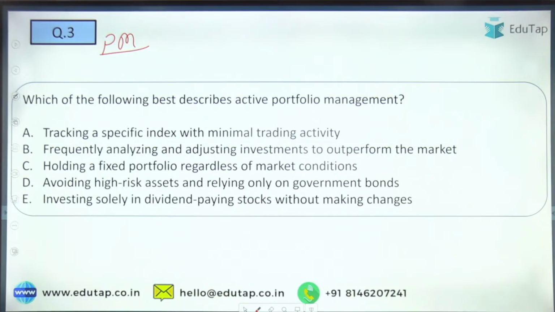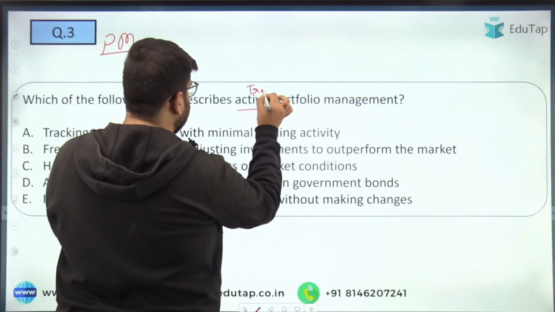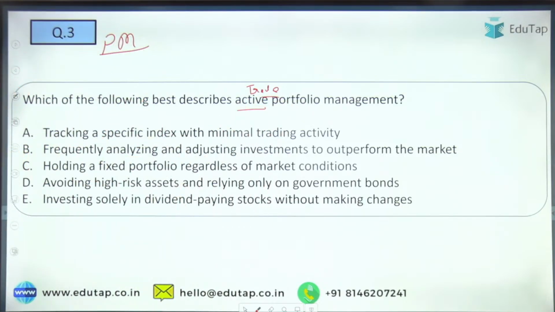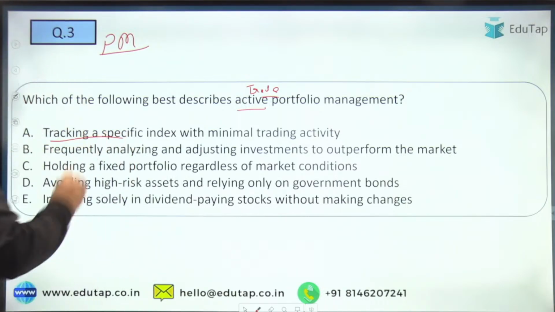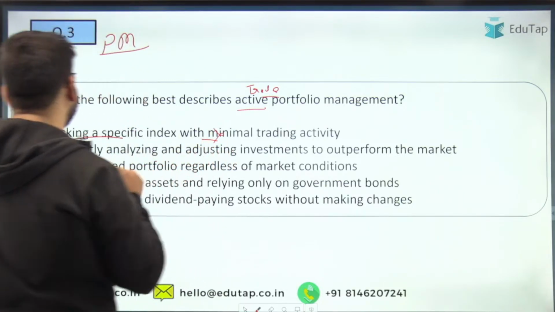See, active basically means what? That you are superbly active to trade. Like you might have heard about intraday trade. Intraday means what? आज लिया आज ही बेच दिया. You bought today and you sold today. So that's intraday, right? Which of the following best describes active? So you have to be active. Tracking a specific index? No, because you are doing just minimal. So this cannot be your answer.